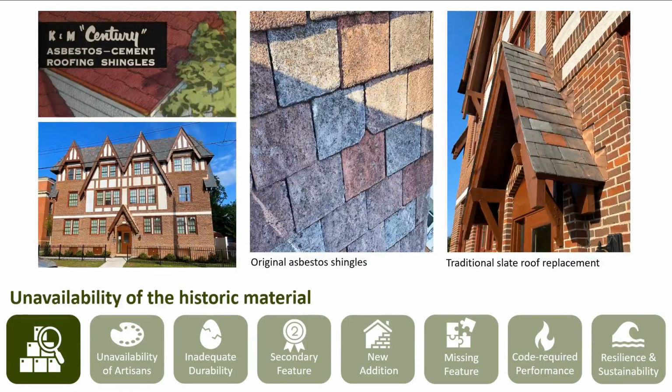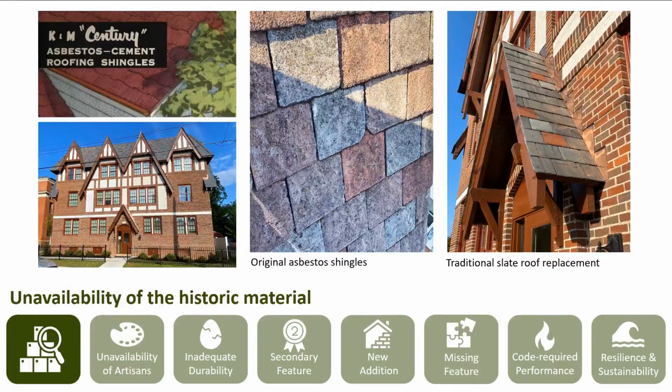The first consideration is the unavailability of the historic material. Some manufactured materials that were used historically on buildings are just simply no longer made. A common example of this is asbestos roof shingles or siding. This 1924 apartment building had the original asbestos shingle roof on steep gables, a highly visible and character-defining roof form, as we can see in the lower left image. The asbestos had reached the end of its serviceable life and required replacement.